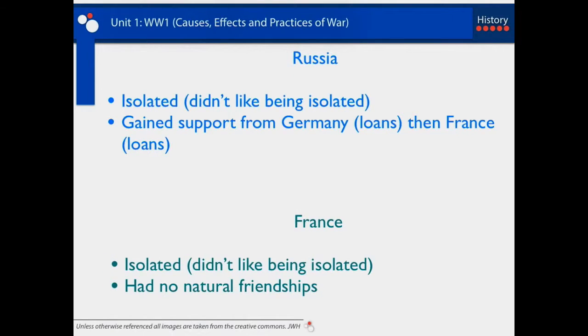Russia is isolated. They don't like being isolated, but they are, and they gain support from Germany in loans, and then the French jump in with loans after that. France again are isolated, and again don't like being isolated. Not the strongest military in the world, they want friendships to support them, particularly with the relationship they have with Germany. And they have no natural friendships, which leads them to Britain.